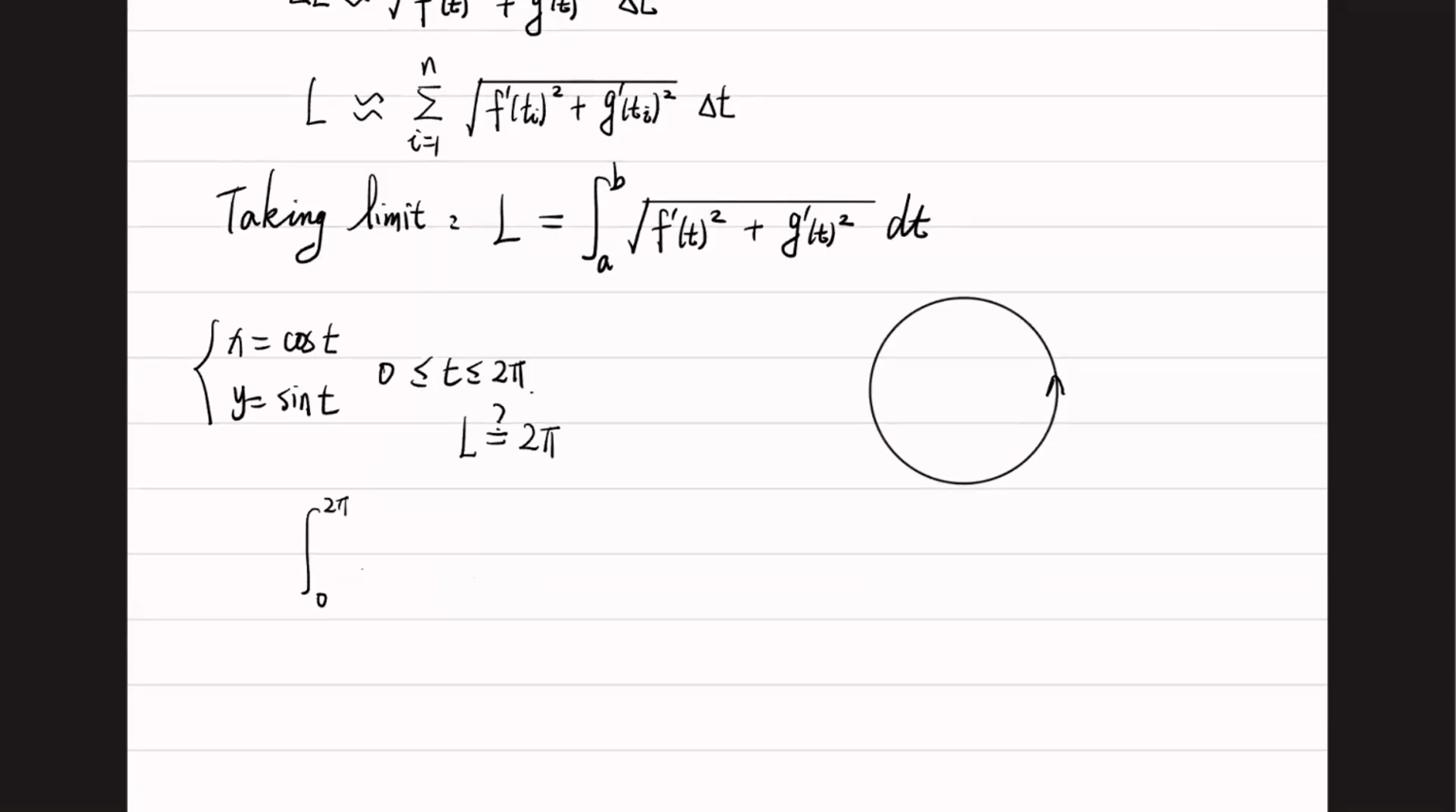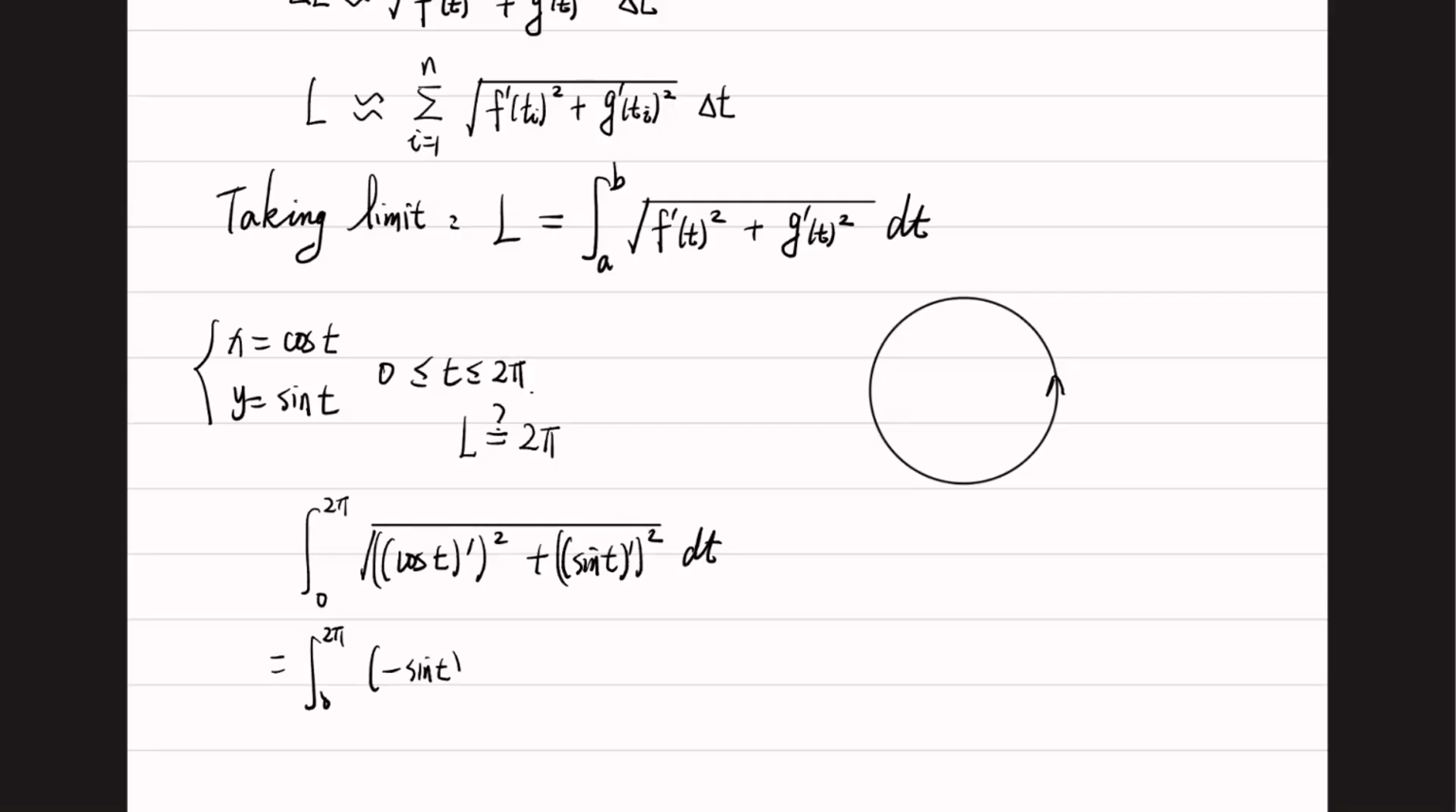From 0 to 2 pi. The derivative of f, where f is cosine t, and the derivative of g, where g is sine t, squared. A confirmation. Okay.